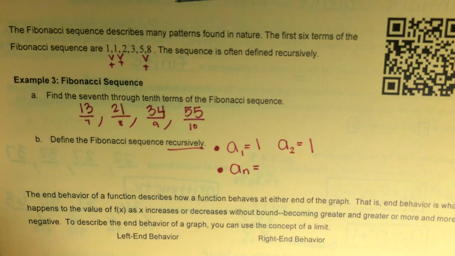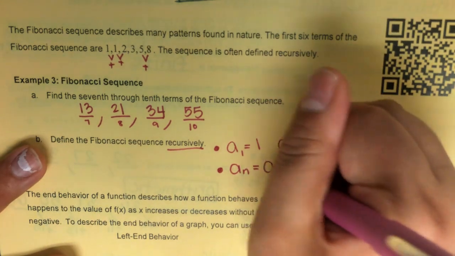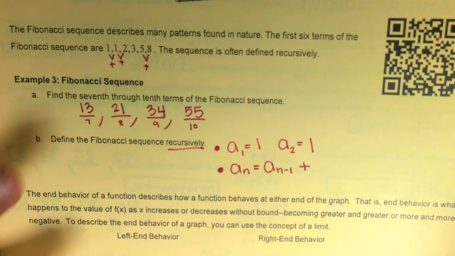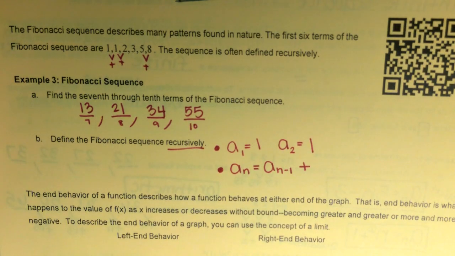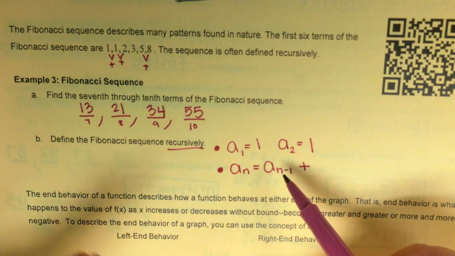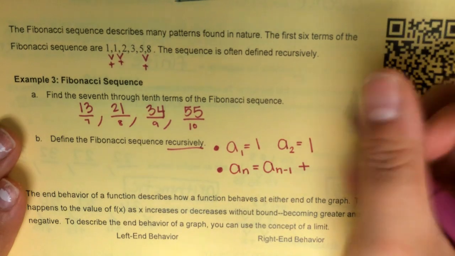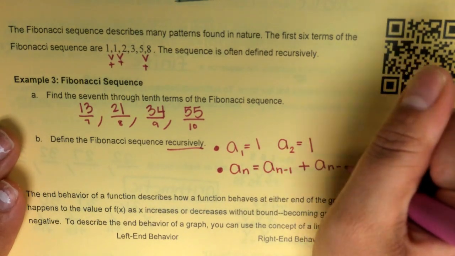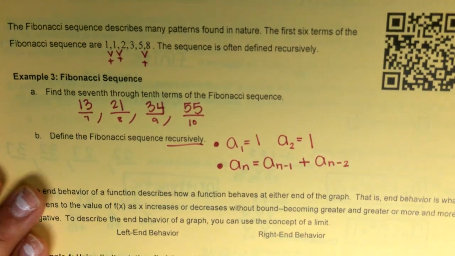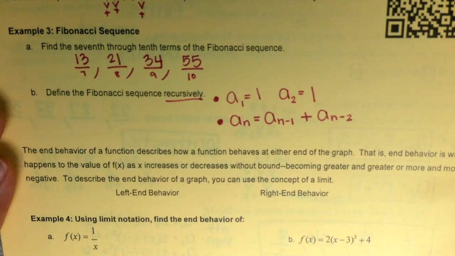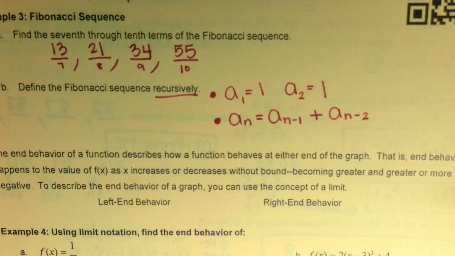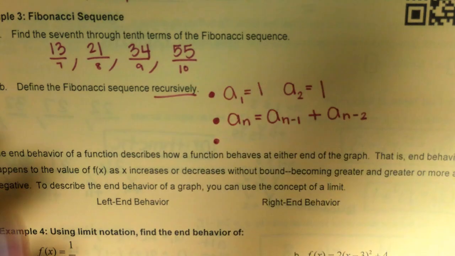The previous term plus the next. How did we write the previous term? A of n minus 1 plus, so instead of a of n plus 1, we could do minus 1. It's the term right before it and the term 2 before it. So a of n minus 2. Does that make sense? So if I wanted the 9th term, I would have to do the 8th term plus the 7th term.